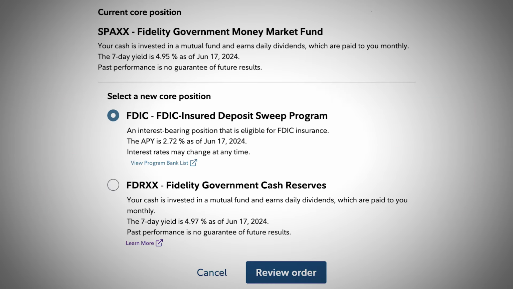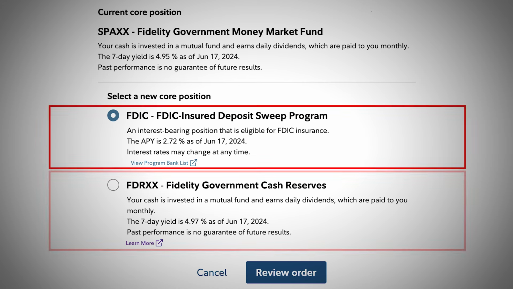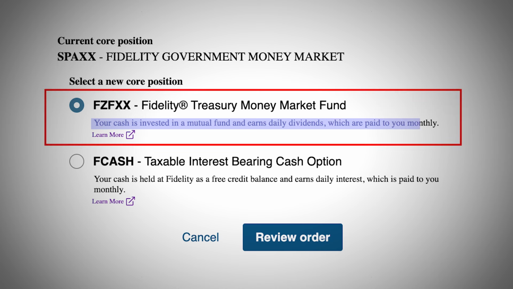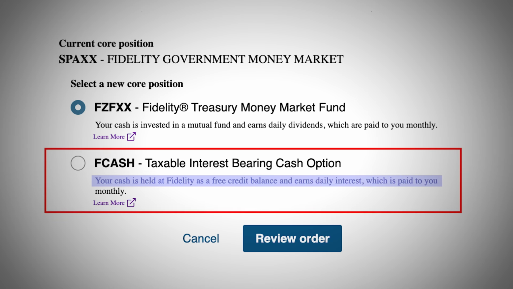And just to show you with my Roth IRA, it says SPAXX, FDRXX, or you can see the FDIC insured program. But back to the taxable account with FZFXX, your cash is invested in a mutual fund and earns daily dividends which are paid to you monthly. Where FCash is when your cash is held at Fidelity as a free credit balance and earns daily interest which is paid to you monthly as well.